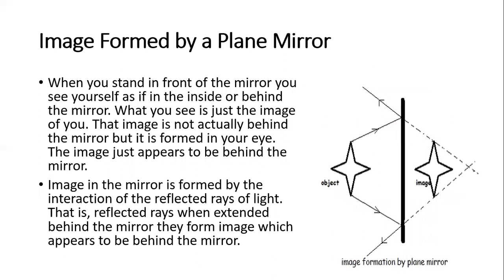This is the image formed by a plane mirror. For example, when you stand in front of a mirror, you see yourself as if inside or behind the mirror. What you see there is just the image of you. The image is not actually behind the mirror, but is formed in your eye. The image just appears to be behind the mirror. The image in the mirror is formed by the intersection of reflected rays of light. That is, the reflected rays, when extended behind the mirror, form an image which appears to be behind the mirror. As you can see in the diagram, the image formed by the plane mirror is virtually seen inside or behind the mirror.